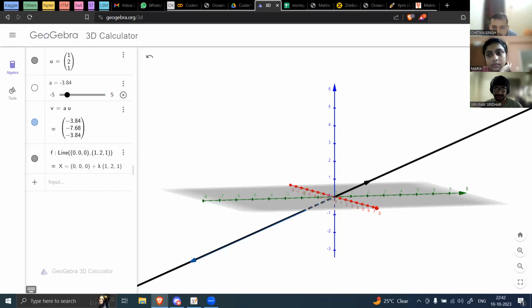Kashish says the equation of line is x equals y by 2 equals z. Kashish, can you unmute yourself and say how we got to that answer? Maybe others can also. It's a method: x minus x1 by a is equal to y minus y1 by b is equal to z minus z1 by c.